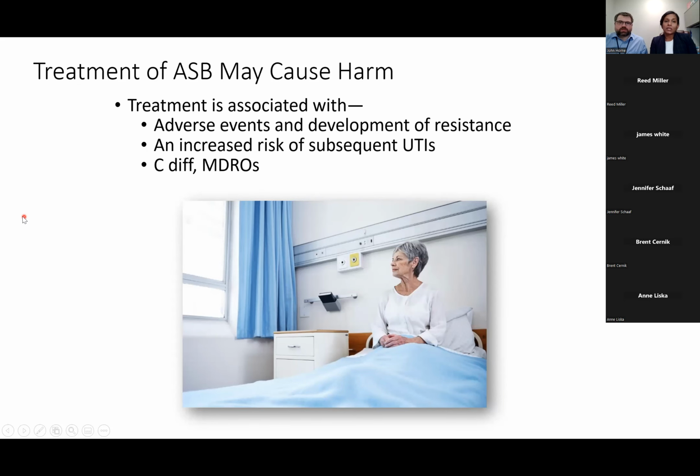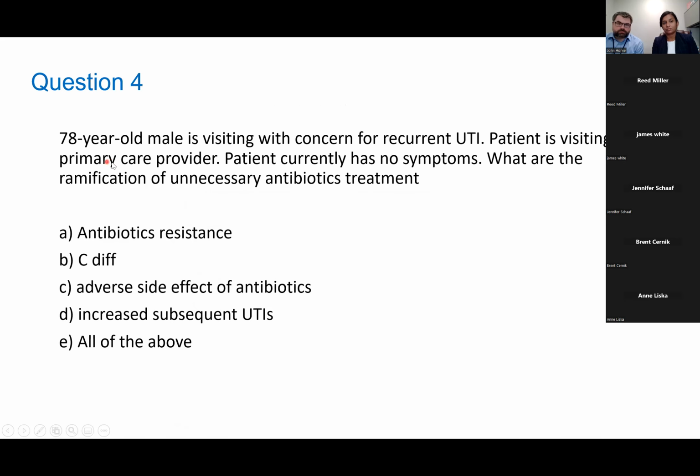Treatment is associated with, when we give unnecessary antibiotics, unfortunately, resistance, increased risk of subsequent infections, UTIs, C. diff, and really bad multi-drug resistant organisms. We're seeing a lot of them recently, a lot of ESBL, a lot of CREs, so really a lot of resistant gram-negative bacteria. And why did it cause an increased risk of subsequent UTIs? It's because you're wiping out the patient's good flora, and that makes it more likely. And it's also a risk within the next few weeks of getting a urinary tract infection.